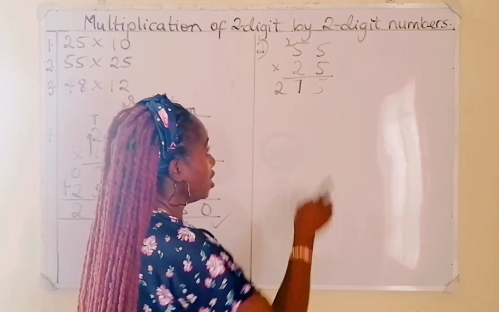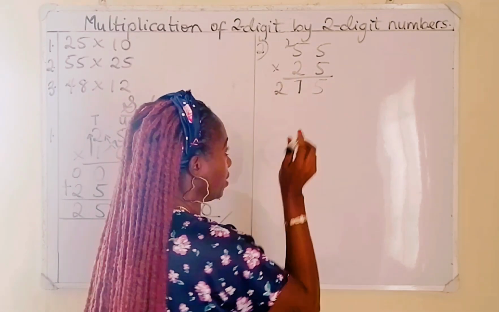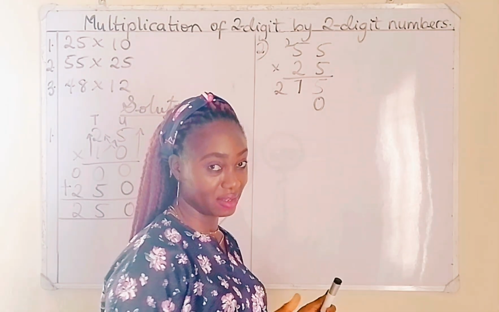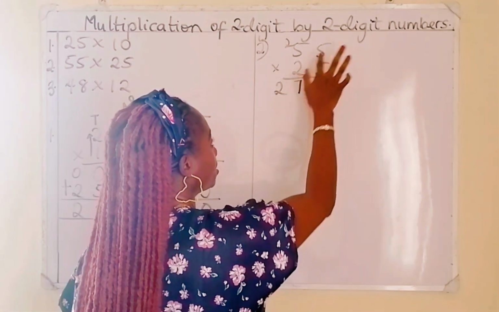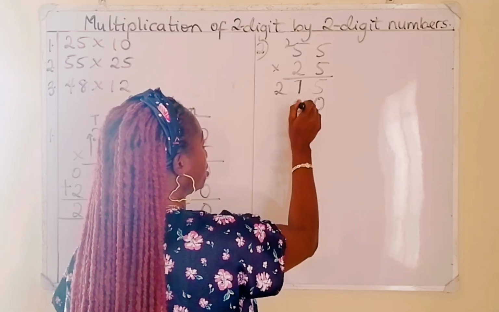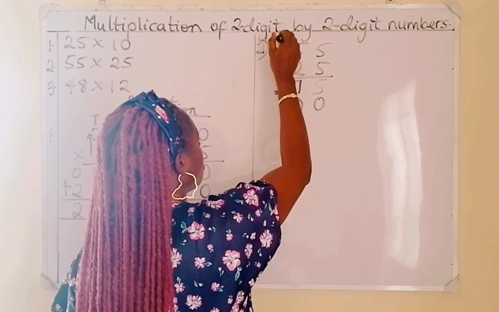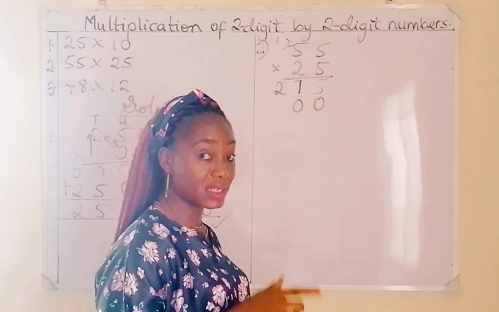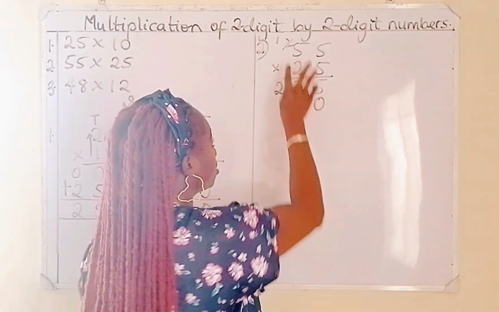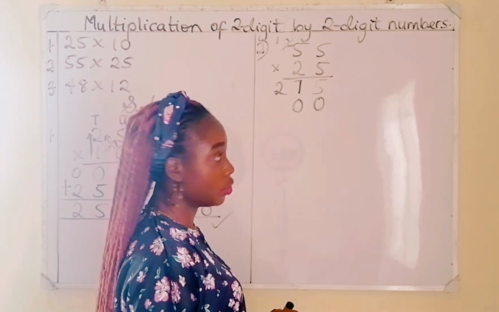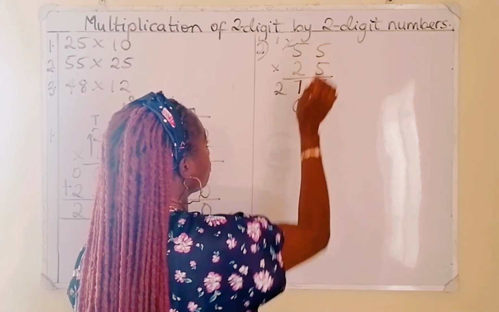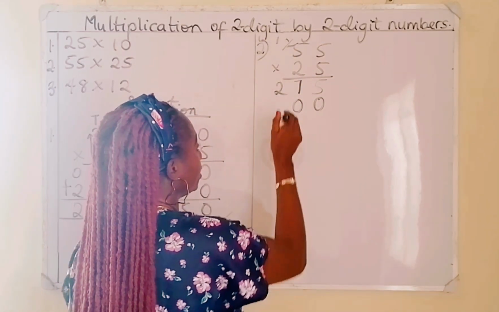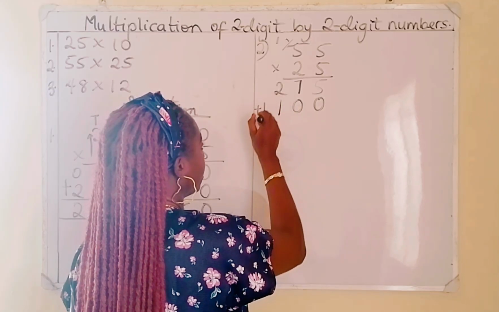Then we'll move to the tenth place. Remember, always put your 0 here. You can choose to put the 0 or you leave it blank, whichever one is okay. 2 times 5 is 10. Put a 0, and then we'll carry 1 up here. Then we cross out the 2 we carried up before, so we don't get ourselves confused. Always cross out the number you've carried up here before. Then 2 times 5 is also 10, then plus 1 is 11. Then we add.